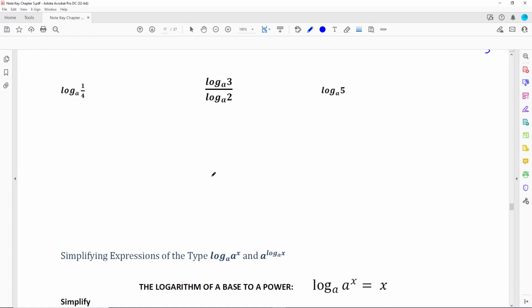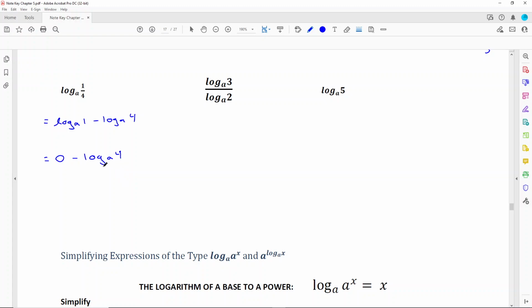So again, anytime you feel like it, pause the video and give these a go. I'm going to tell you that I see this as a quotient first. I don't like the way this is written. I want to write this as log to the base a of 1 minus log to the base a of 4. Because now can you see what to do? A to what exponent is 1? Oh, that's 0. Now I'm left with minus log to the base a of 4.